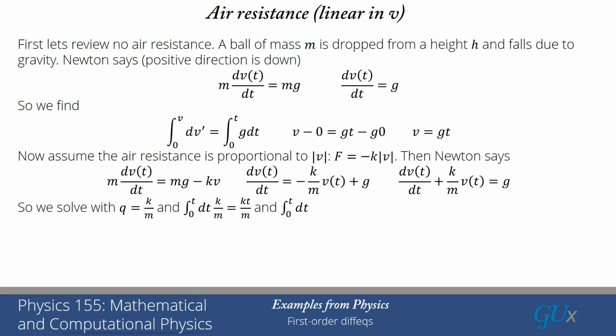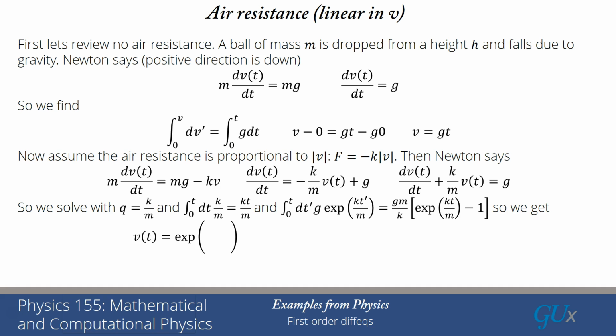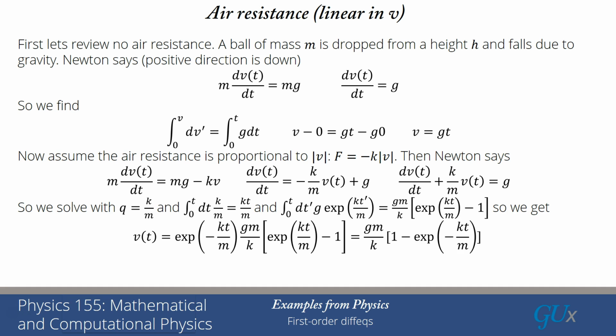We integrate that. We get kt over m. And then we plug into the equation where we integrate r times the exponential of the integral of q. We can work out that integral as well. We get (gm/k) times the quantity exponential of kt over m minus 1. And then we can form the full solution. Now, because v at t equals 0 is equal to 0, we don't actually have the homogeneous term in our solution, and we just get the particular solution.